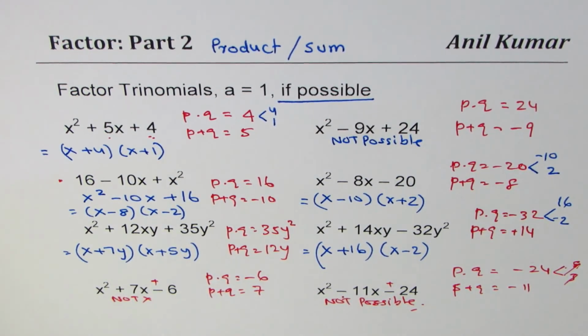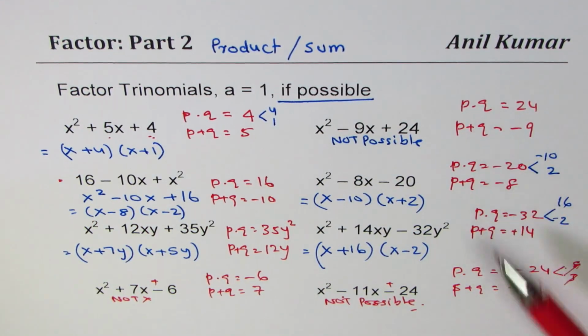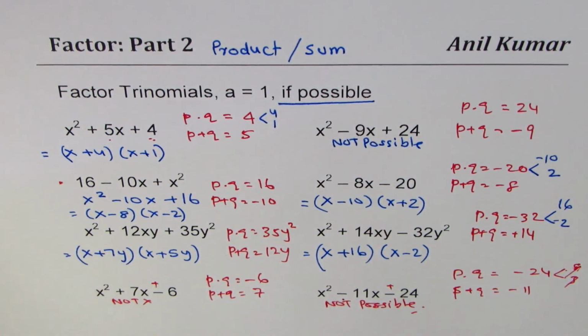So that is how you can apply the product and sum method to factor trinomials where a is equal to 1. So in the next video, we'll see if a is not 1, then how to do it, right? The method of product and sum will be applied, but we will add one more step here to do it. I'm Anil Kumar, and I hope that helps. Thank you for watching, and all the best.